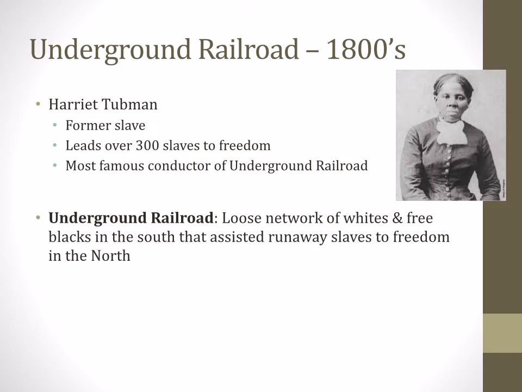The Underground Railroad took place in the 1800s. Harriet Tubman was a former slave, and she ended up leading over 300 slaves to freedom through the Underground Railroad. She was known as the most famous conductor of the Underground Railroad. So the Underground Railroad was a loose network of whites and free blacks in the South that helped assist runaway slaves to freedom in the North.